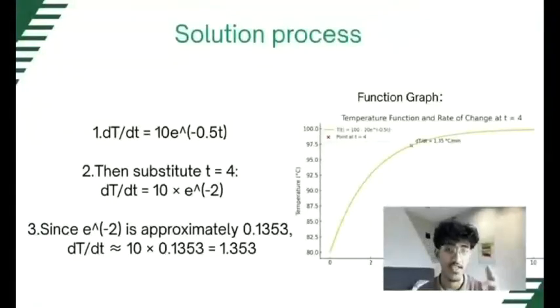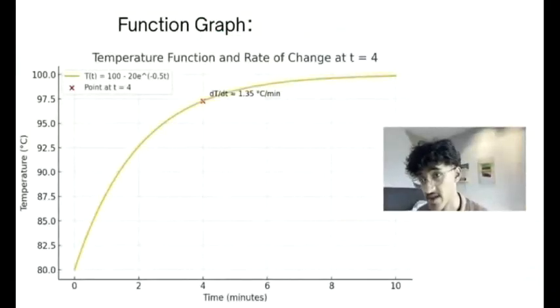So we're going to substitute that in the function. After we substitute that in the function, we will get 1.353, which if we look at the graph given here also, we see that at that specific point, the temperature is rising at 1.353 degrees Celsius.